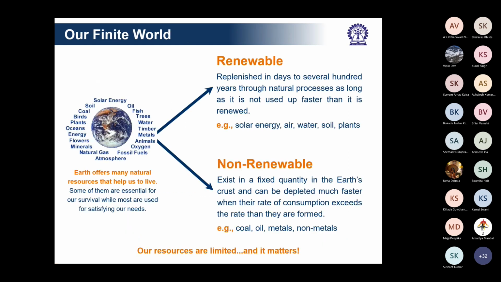Okay. So from a human standpoint, a resource is anything which is obtained from the environment to meet our needs and wants. Now, some resources are renewable while others are not. So a renewable resource can be replenished in days to several hundred years through natural processes as long as it is not used up faster than it is renewed. So examples mostly include forest, grasslands, fish populations, fresh water, fresh air, fertile soil, and so on.